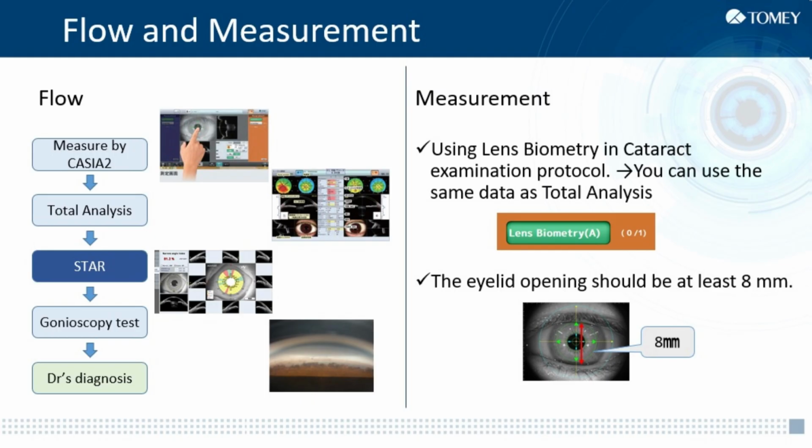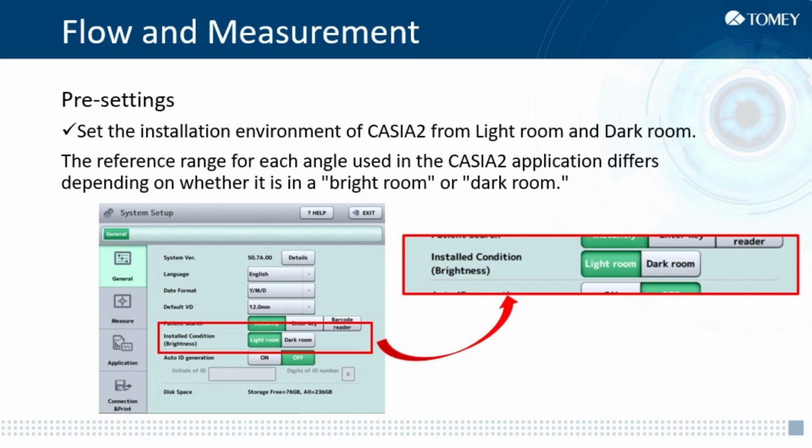And during measurement, the width of the eyelid opening is important for observing the angle using OCT images. Observation is not possible if the eyelid overlaps the angle. So, please open eyelids approximately 8 mm or more to use STAR analysis. Also, as a preliminary setting, please set the installation environment of CASIA2 from the system setup screen. This is because the standard values used in STAR analysis vary depending on whether the pupils are open or closed, which means whether the measurement is performed in a light room or dark room.